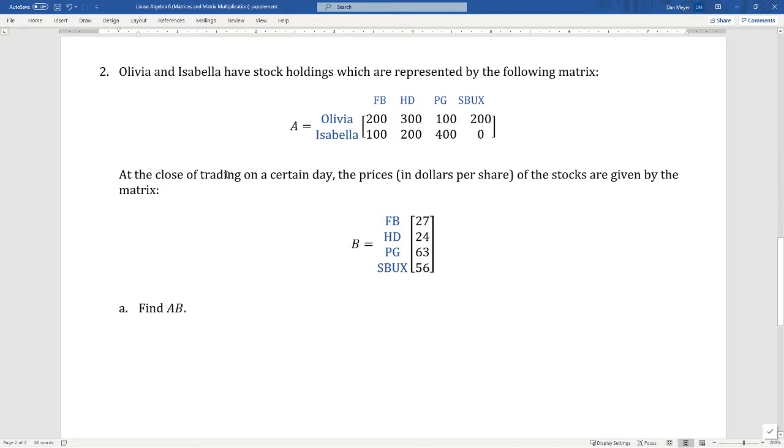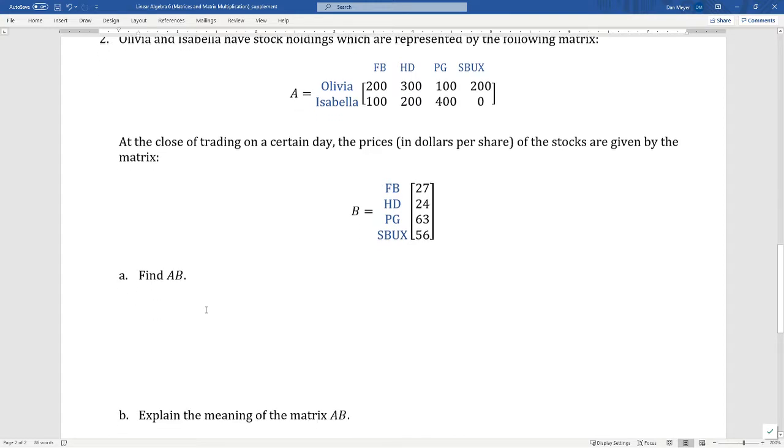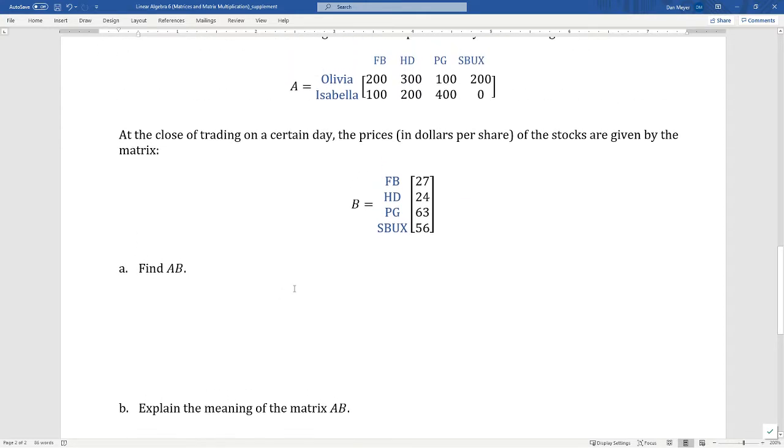Next, at the close of trading on a certain day, the prices of the stocks are given by this matrix. So Facebook had a share price of $27, Home Depot $24, Procter & Gamble $63, and Starbucks $56. In part A, they just want us to find the matrix AB.